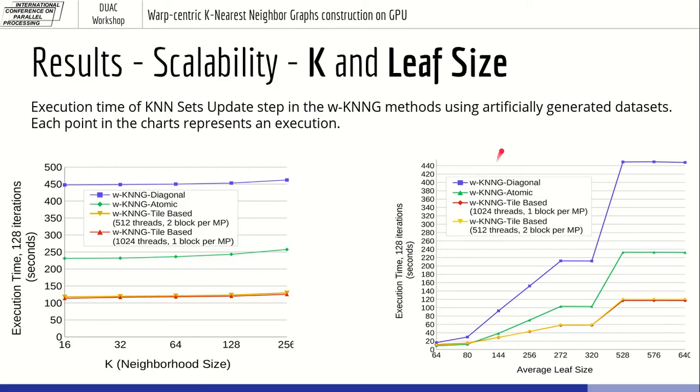The figure on the right presents the impact of the size of the leaves for each approach. The behavior is similar for all of them. However, it's clear that the tiles approach was the fastest in general. It's important to remember that larger sizes of leaves are desirable to improve the accuracy of KNN graphs.